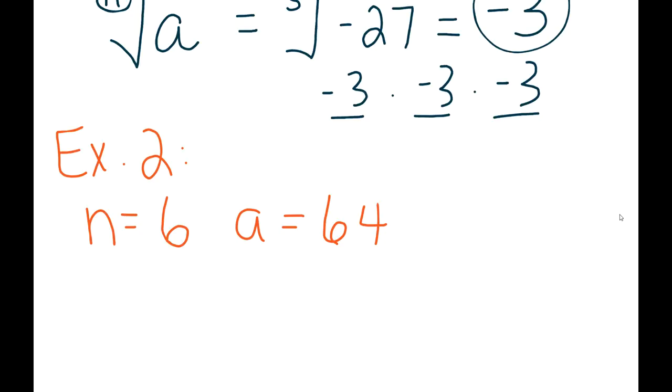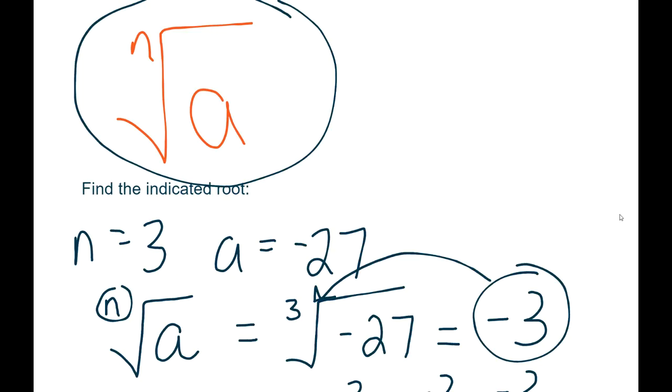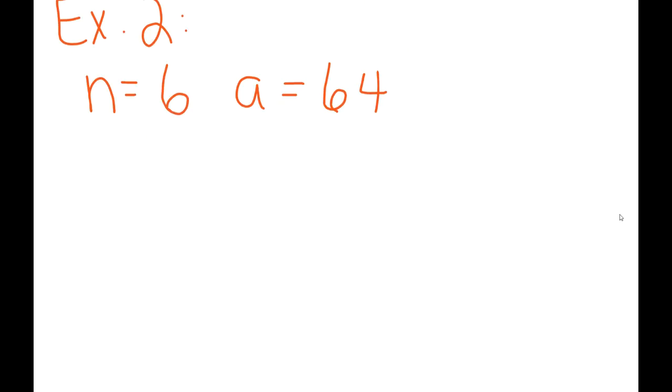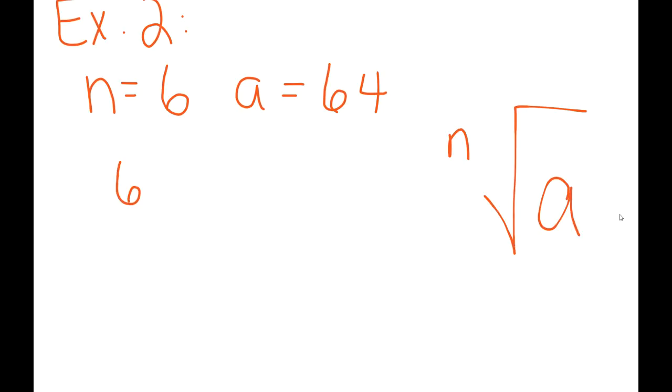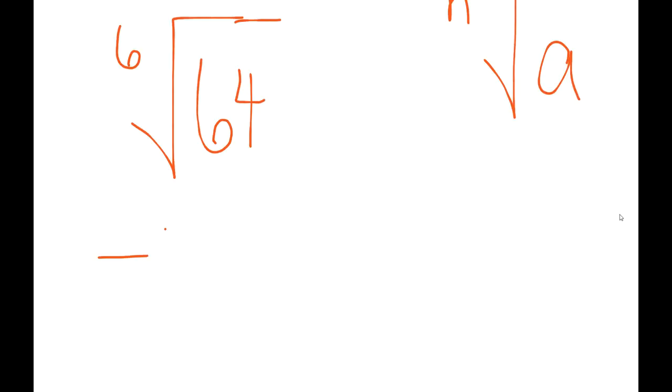Okay, another example says our nth root is 6, and our base is 64. So looking back up here, I have the nth root of a, and I'm literally going to plug in my numbers. So you have the 6th root of 64. So again, what you're trying to figure out is what times what times what times what times what, 6 of them, to get to 64.